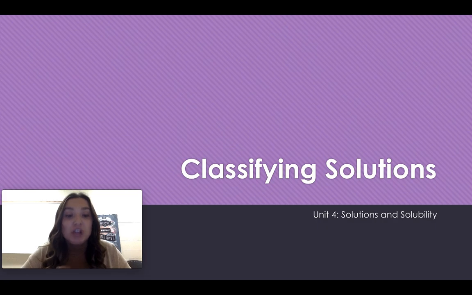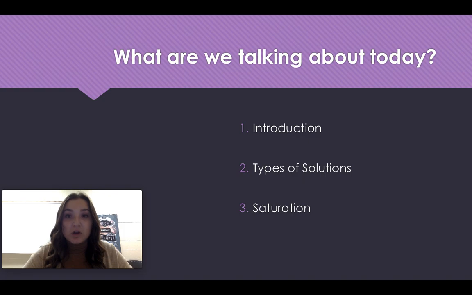So chapter 8 starts off with classifying solutions. So let's dive in. So what are we talking about today? We're going to have an introduction into the topic. We're going to talk about different types of solutions, and we're also going to talk about saturation. Now, some of these words should be familiar to us. Maybe we've talked about them in science before, maybe everyday life. But if we're not familiar, no worries, we will be by the end of today, for sure.